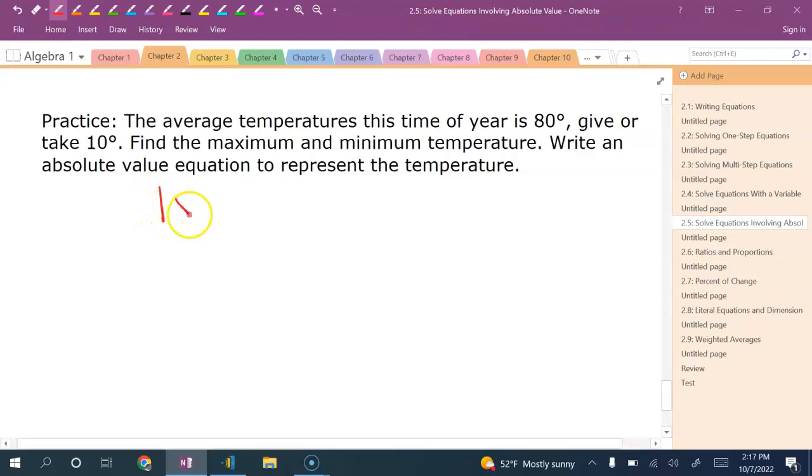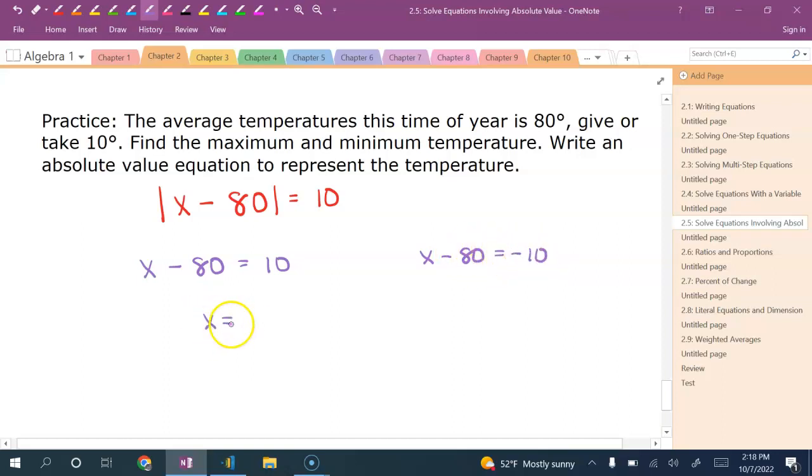So the equation you should have written should have said absolute value of x minus 80, because 80 is the average temperature. And we set that equal to 10, because that's the give or take amount. Then to set up our two equations, we have x minus 80 equals 10, and x minus 80 equals negative 10. And when you solved those, you should have gotten 90 degrees for the high and 70 degrees for the low.